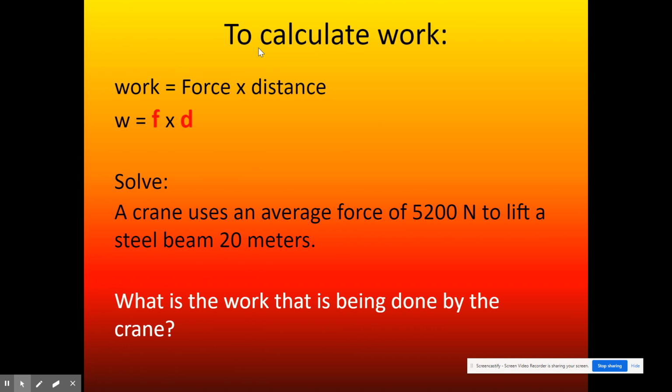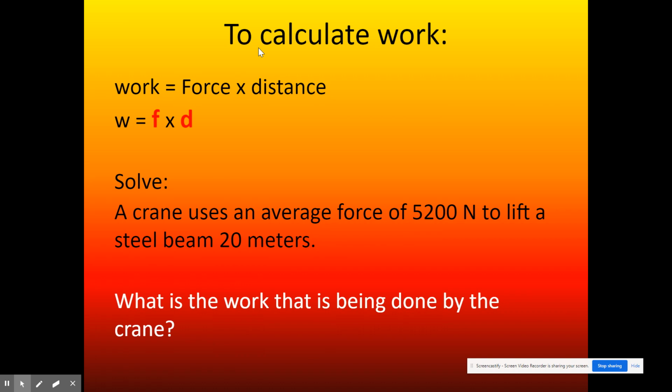So there's a way to calculate how much work was used to make something move. The formula is work equals force times distance. You'd abbreviate it W equals F times D. Let's do an example. Let's say a crane uses an average force of 5,200 newtons to lift a steel beam 20 meters. Force is measured in newtons, so when you see force being measured or displayed, it's going to have that N for newtons.